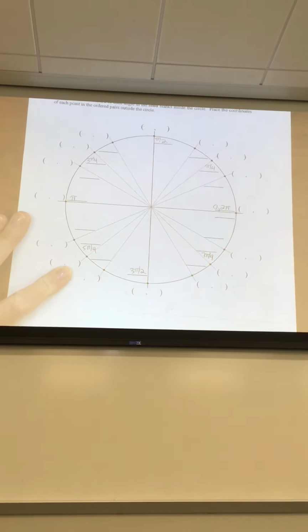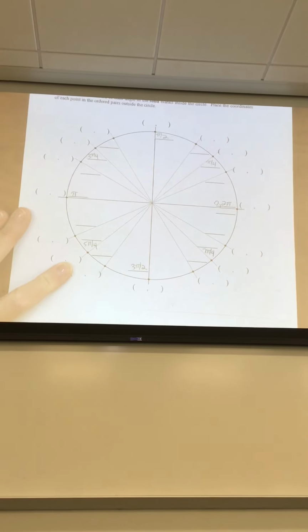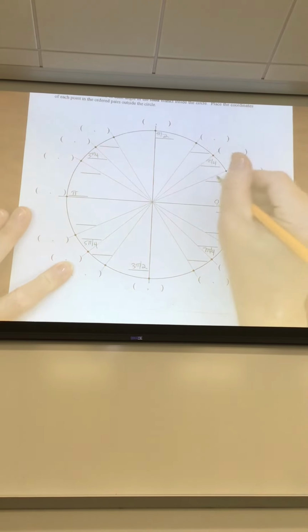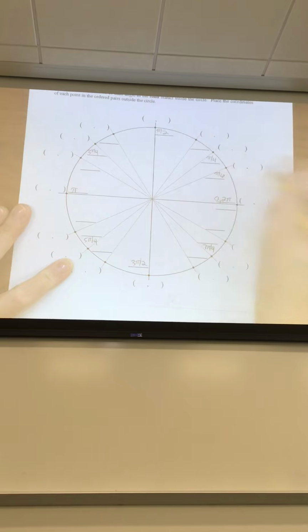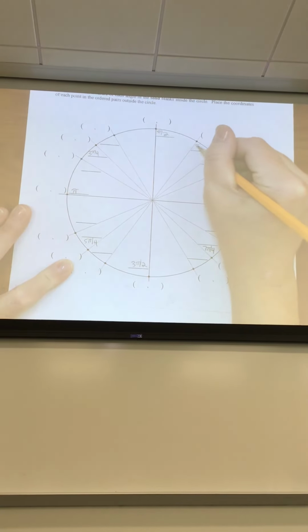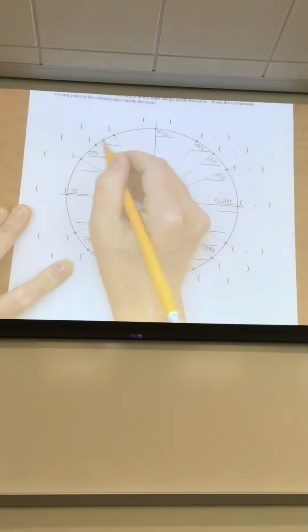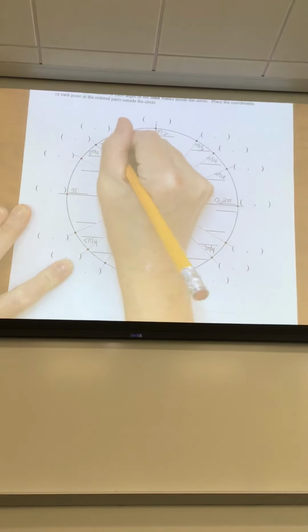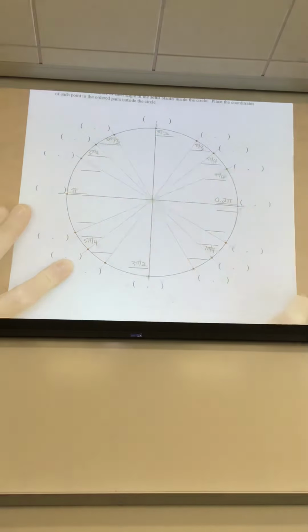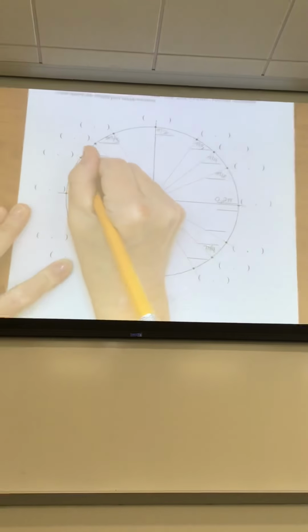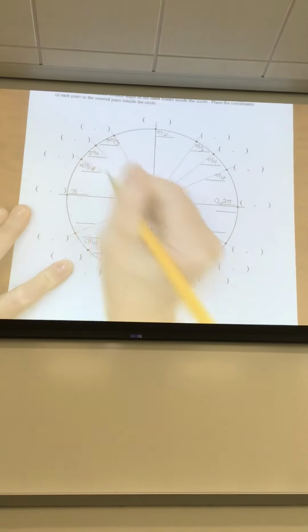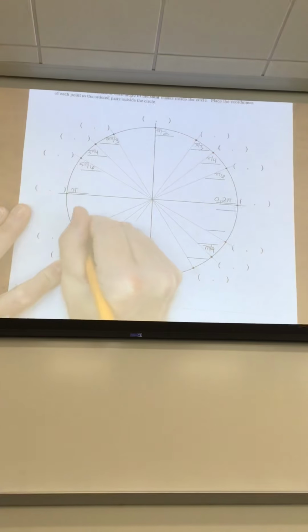Okay, then we're going to go by our pi over 6s. All right, so we got 1 pi over 6. 2 pi over 6 gives me my pi over 3. 3 pi over 6. 4 pi over 6 gives me 2 pi over 3. 5 pi over 6. 6 pi over 6.